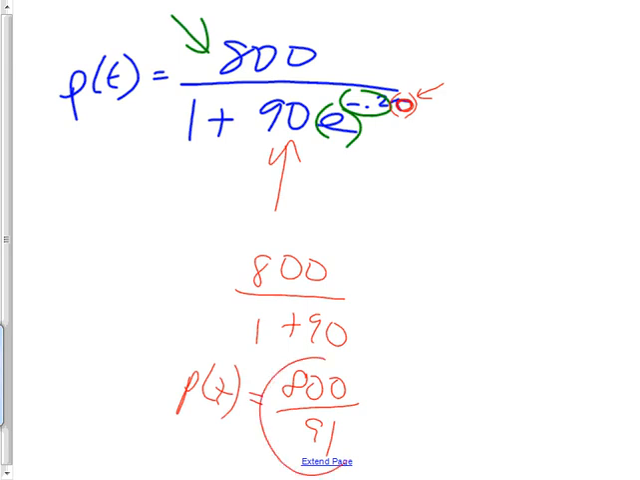To get the starting value, it's like the y-intercept. The y-intercept is where x is 0. You stick a 0 into the function, and that tells you the starting value.